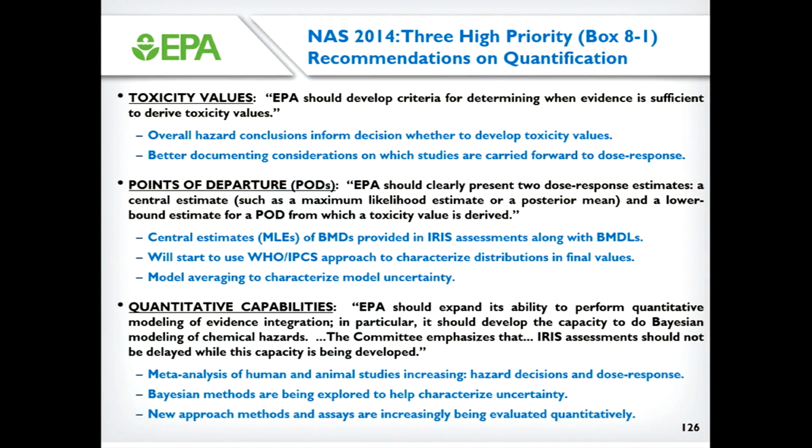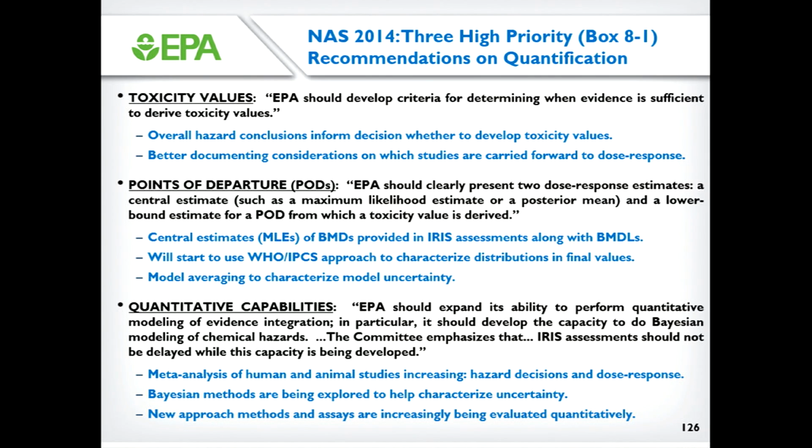So there were 3 priority recommendations in the 2014 report that relate to quantification. One was with toxicity values, that EPA should develop criteria for determining when evidence is sufficient to derive toxicity values. And we'll talk about how we're using the hazard conclusions to do that. The second, points of departure, that EPA should clearly present 2 dose response estimates, a central and a lower bound. And we'll discuss that we do that now in our documents.